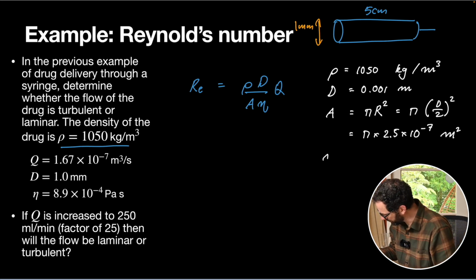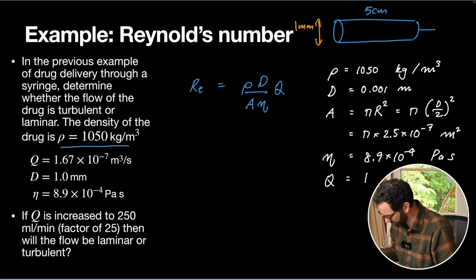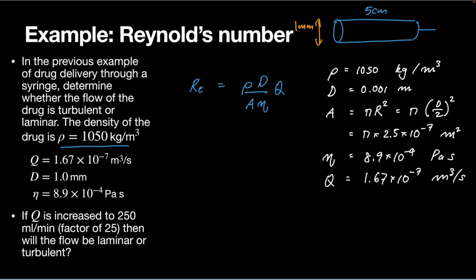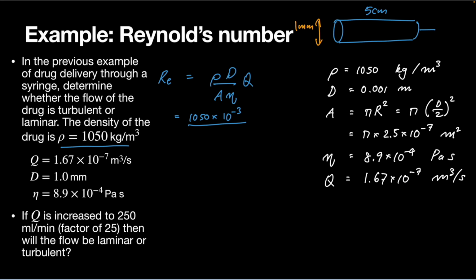What else do I need? My viscosity has been given to me, but we'll write it down anyway. That is the correct unit, 8.9 times 10 to the negative 4 Pascal seconds. And my flow rate, we worked out last video, as 1.67 times 10 to the negative 7 cubic meters per second. So literally all we have to do is plug this into our formula and see what it comes out to be. That will equal 1050 times diameter, which is 10 to the negative 3, divided by pi times 2.5 times 10 to the negative 7, times our viscosity, 8.9 times 10 to the negative 4, and it's all times the overall flow rate Q, which may as well be on the top of the fraction. It means the same thing, 1.67 times 10 to the negative 7.